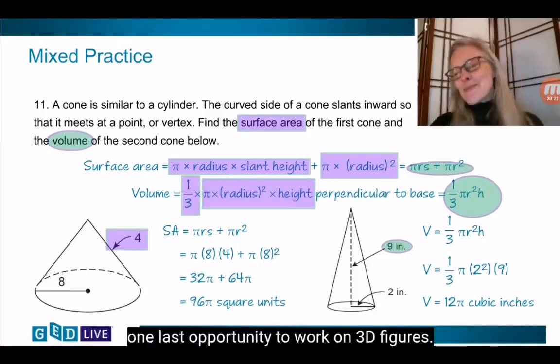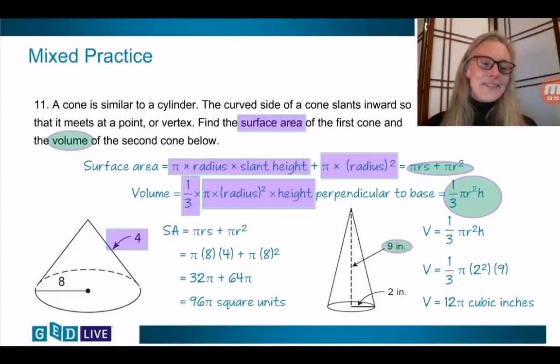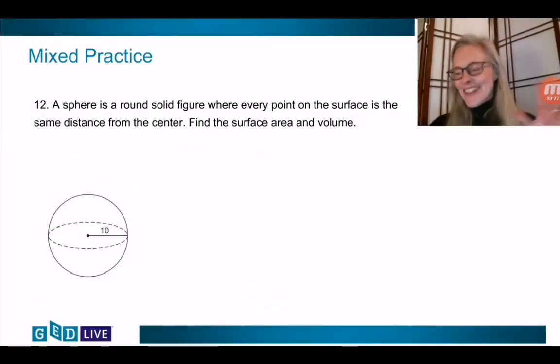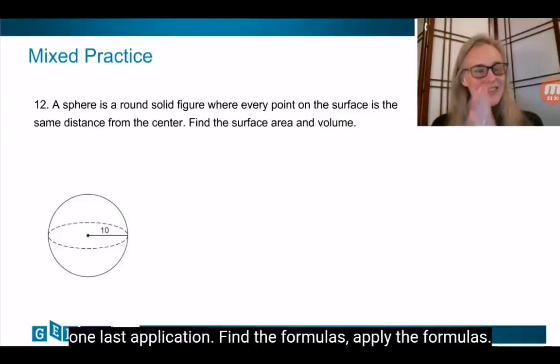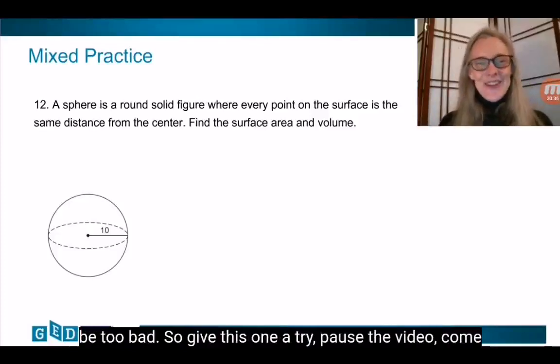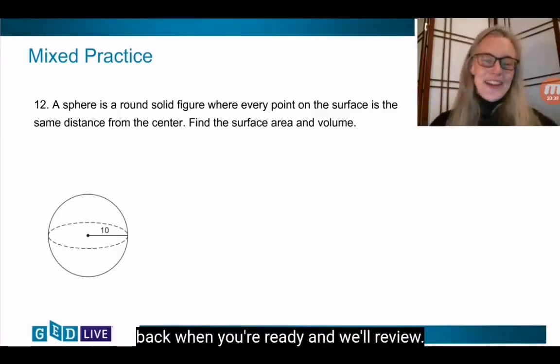Let's give you one last opportunity to work on 3D figures. Here we have a sphere. So one last application: find the formulas, apply the formulas. We've only got one measurement here, radius, so it can't be too bad. So give this one a try. Pause your video, come back when you're ready, and we will review.